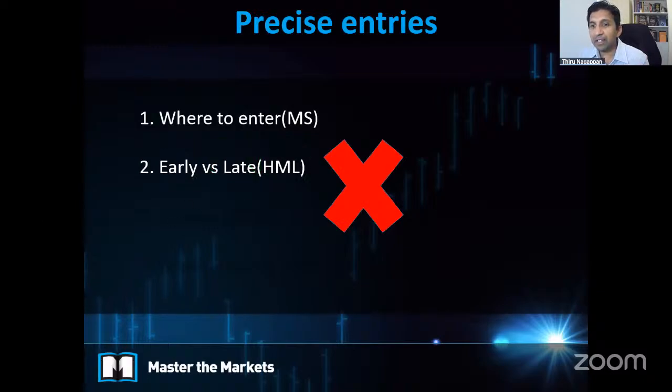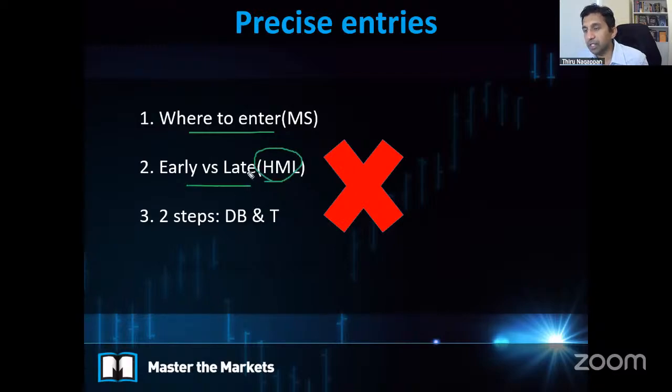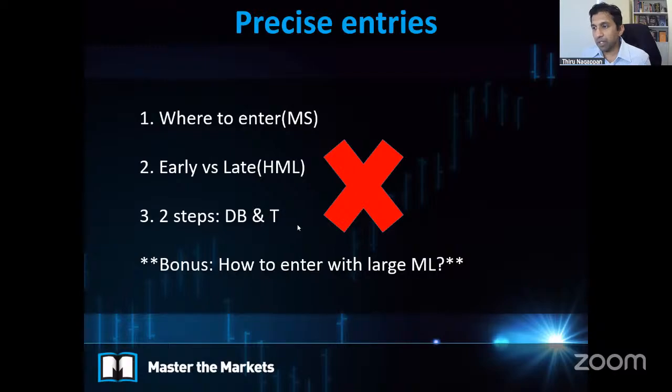Now, the other thing is, finally, after you understand all of this, after you get the precision on where to enter, and then you understand to look at the HML rather than early or late, and then finally you get to the two steps before you pull the trigger, which is the DB and T factor. And then finally, the icing on the cake, the bonus section I'll give you, is how to enter, understanding all of this, still with the largest move left. That's what we'll be covering today. So let's go on to the first one.